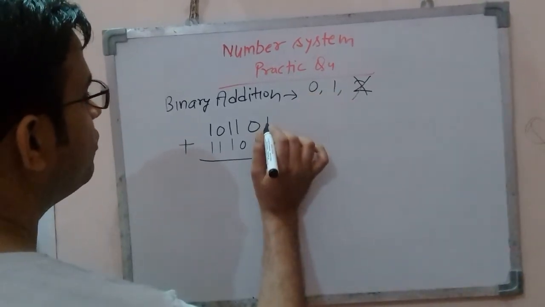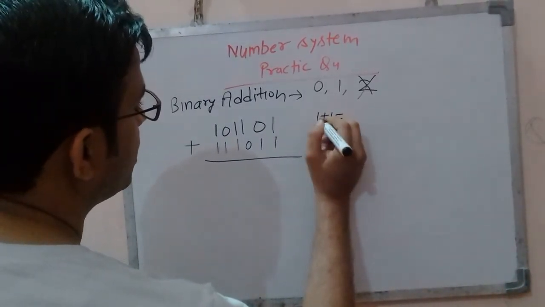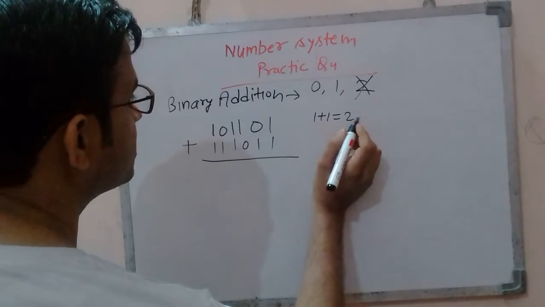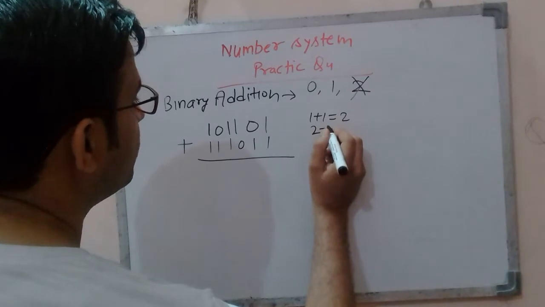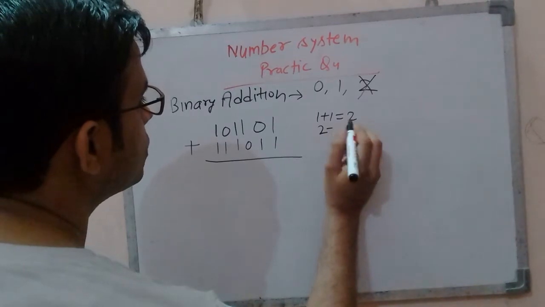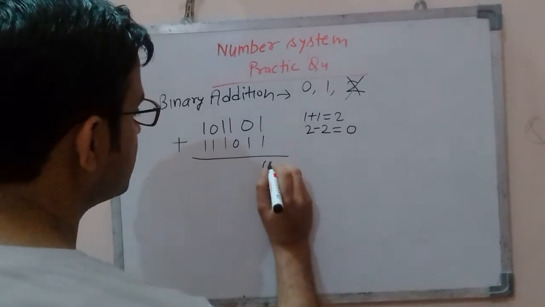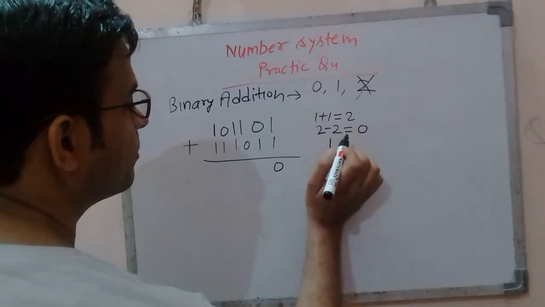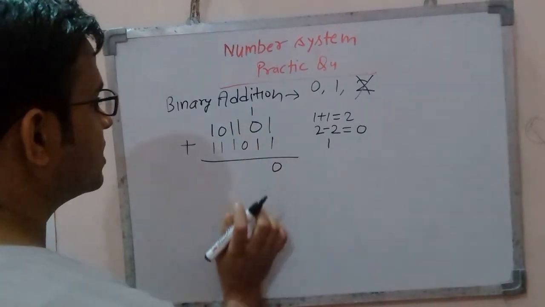So see here, if you add 1 plus 1, in decimal you will write 2, right? But since it is a binary addition, first of all you will subtract the base of this binary addition. What is the base of the binary? Base or radix is 2. So 2 minus 2 will give you 0. So sum will be 0, and since the number exceeds 1, 1 carry will come. 1 plus 1 summation is 0, and 1 carry will come like this.